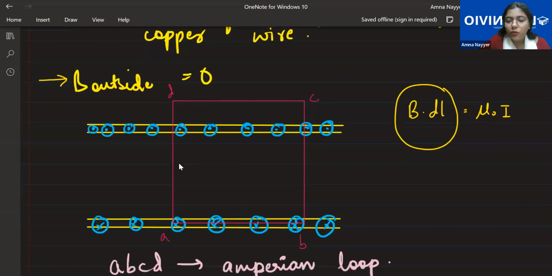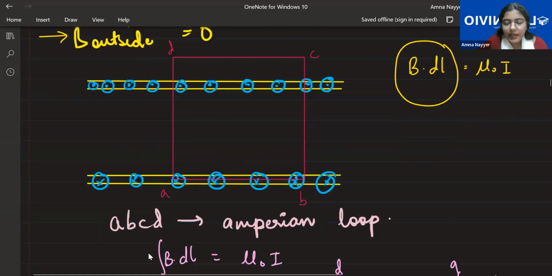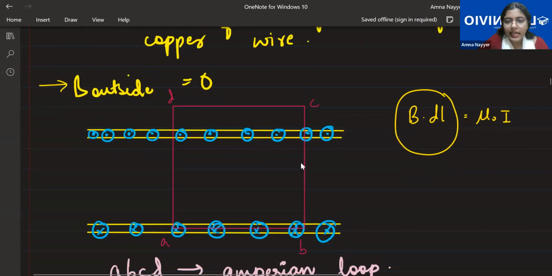So when we open this B dot dl, it will be cos theta. AD and CB, these two will become 90 degrees because they are perpendicular. But look, AB and CD, can you tell me out of these two, which one will still be zero despite having a 0-degree angle? CD. CD will be zero. The reason is that in this region there is no magnetic field present.